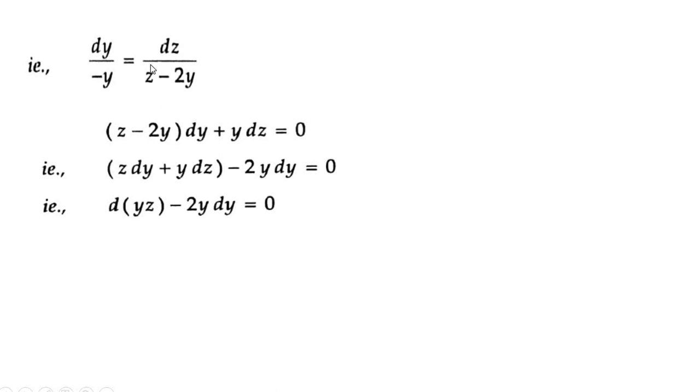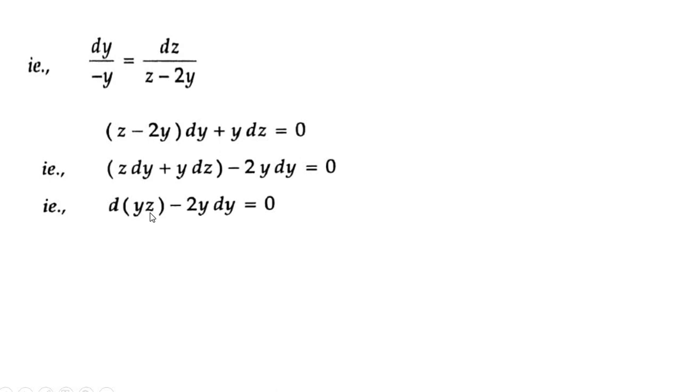I'll just cross multiply. When you cross multiply, (z minus 2y) into dy plus minus y into dz. So bring minus y into dz to the LHS, that will be plus y into dz. Now multiply this dy to each term inside the bracket. So z into dy is z dy, z into minus 2y is minus 2y dy, and y into dz. I'll club the first and the last term and write it as z into dy plus y into dz. So what is z into dy plus y into dz? It is also equal to the derivative of y into z.